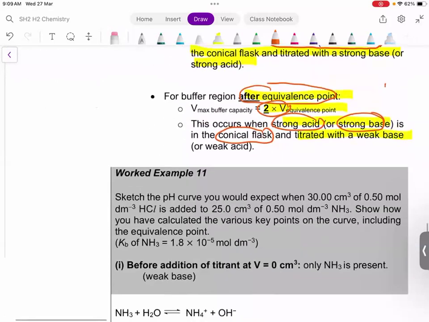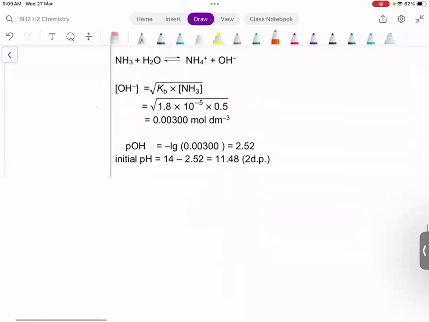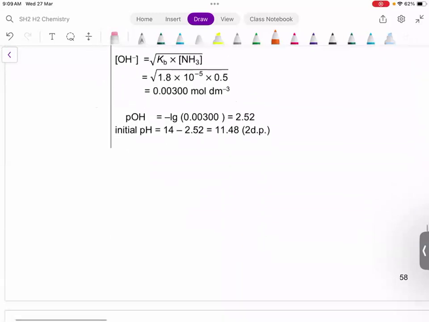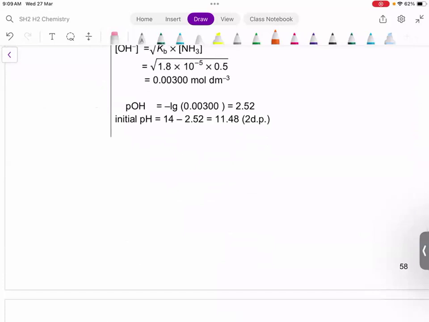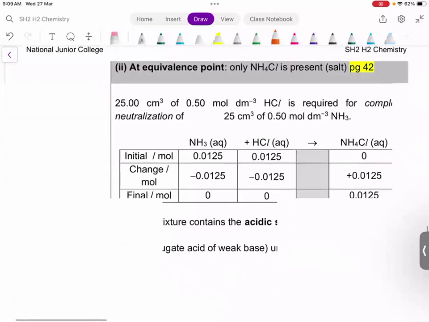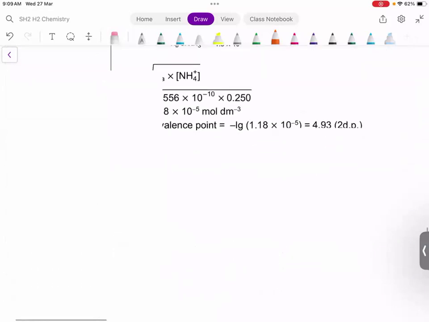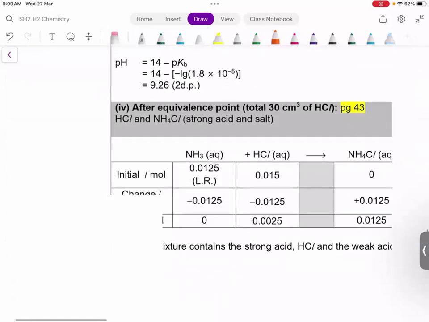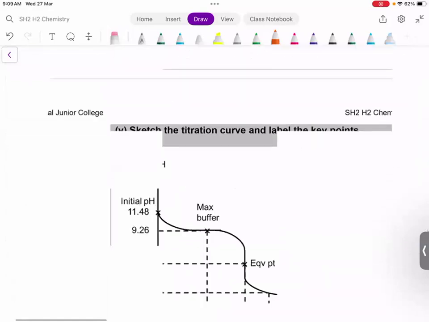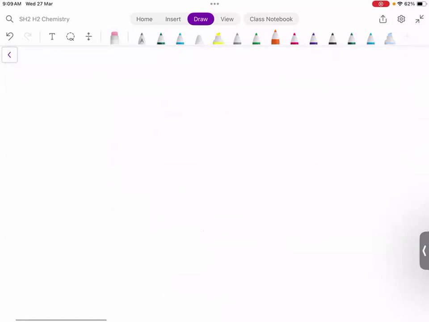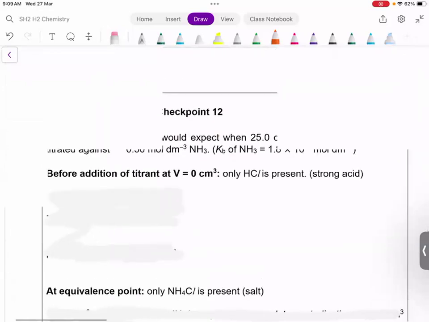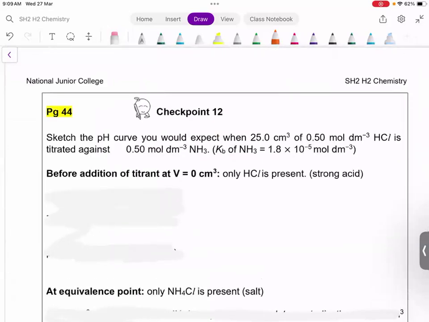All right, so for example 11, I will not go through with you. I think some of you are more or less ready to calculate. So can I ask you to work on the checkpoint now? Then I'll go through the checkpoint. Very fast, very happy. Okay, so let's work on checkpoint 12 now. You can work in a group, then I'll go through the answer.